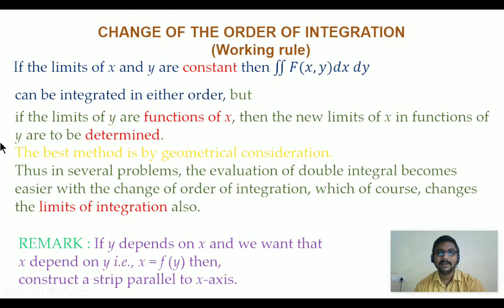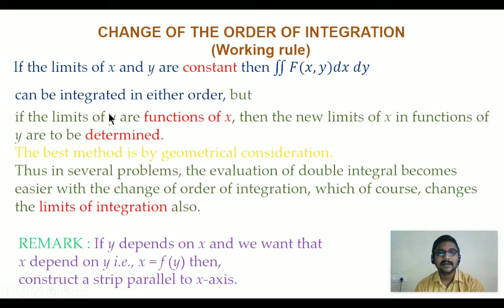Once again, if we know the working rule, then it is easy to evaluate the given sums. If all the limits of a double integral are constant, then the change of order of integration requires changing the limits also. Simply we can solve the problem by changing the limits accordingly. If we want to integrate first with respect to x and then y, or first with respect to y and then x, in both cases we get the same result in case of constant limits.